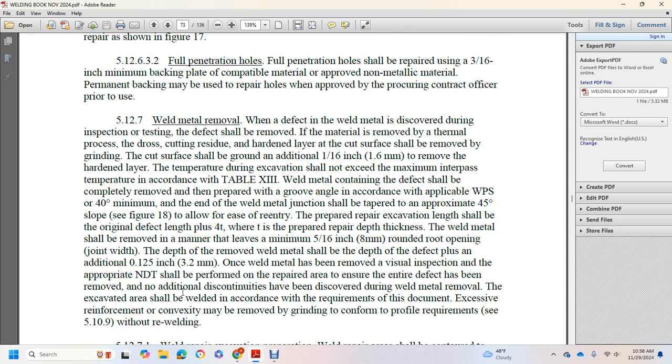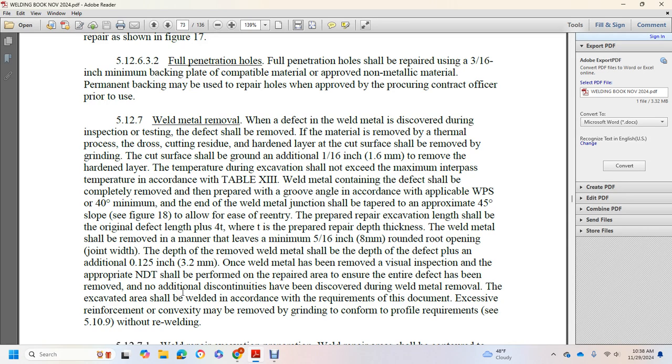When a defect in the weld material is discovered during the inspection test, the defective material should be removed. Remove the thermal profile and the dross from the continuing cutting residue, and remove the hardened layer of the cut surface by grinding. The cut surface will be ground about 1/16 of an inch to remove the hardened layer. The temperature during the excavation should not exceed the minimum interpass temperature according to Table 13.